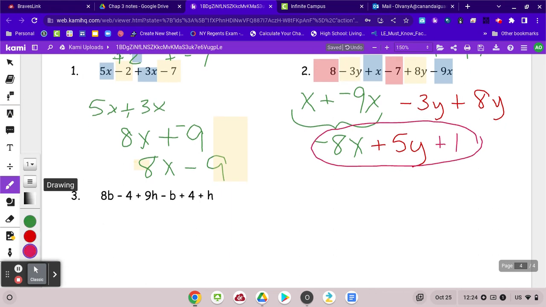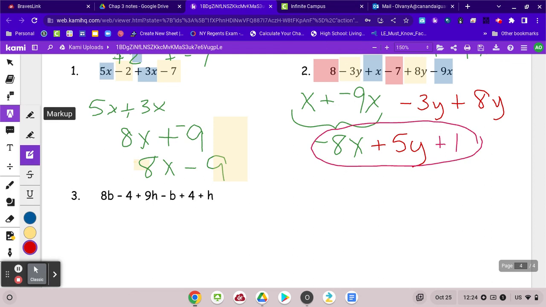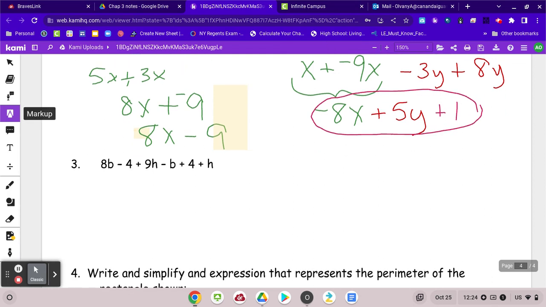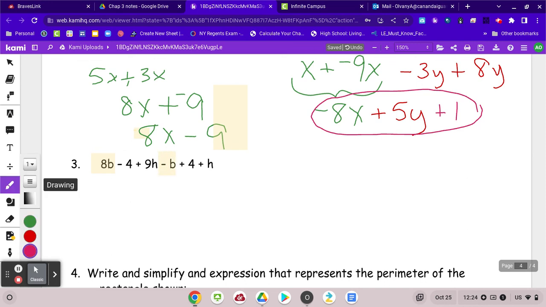Why don't you pause it and see if you can do number 3 and then fire it back up again and see if you agree with me. All right, alphabetical order. I'm going to do the b's first. I have 8b minus b, which means 8b minus 1b, which is 7b.